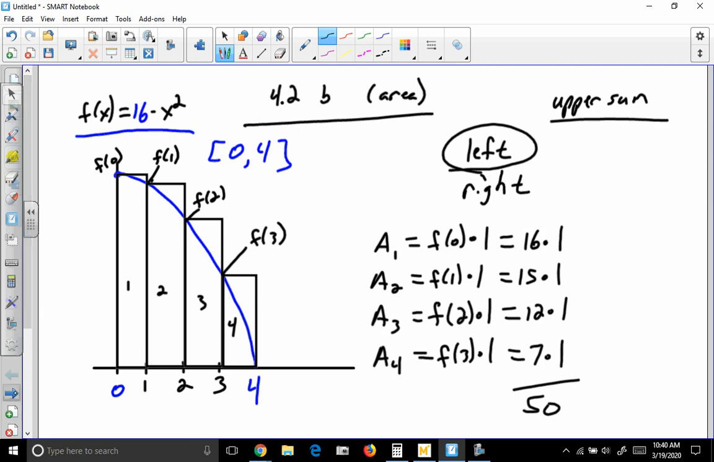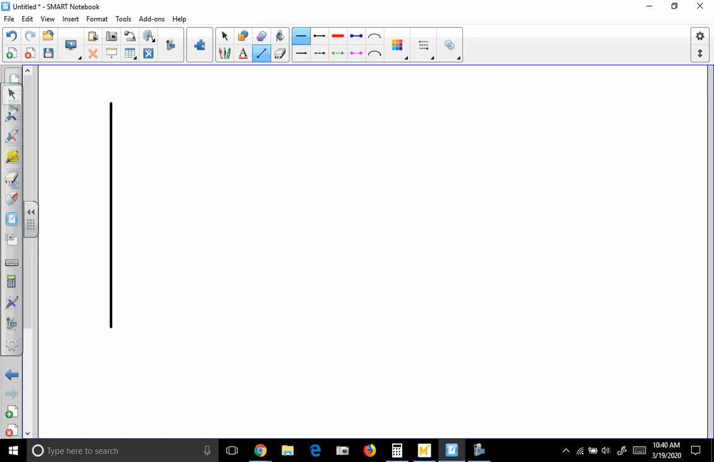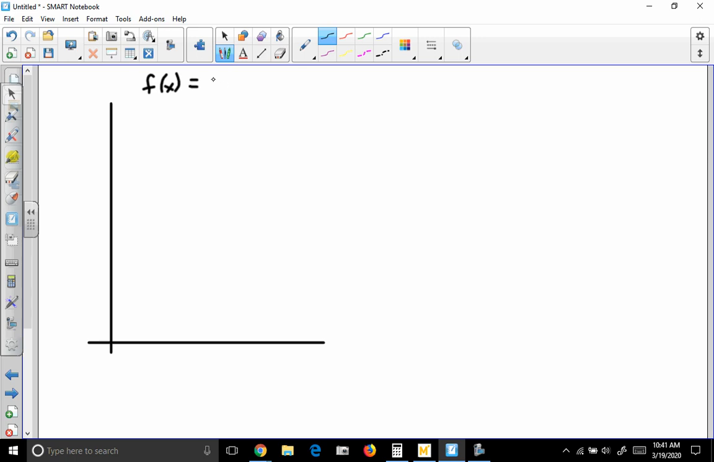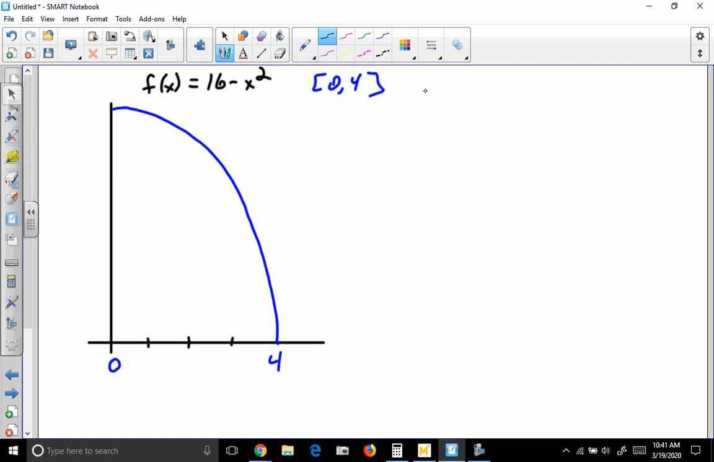So let's do this same function over the same interval, and let's do a right-hand sum. Again, our function is 16 minus x squared, and we're going from 0 to 4 for our interval. We're going to break our interval up into 4 rectangles. We didn't mention this earlier, but the width of the rectangle we refer to as delta x. So the width is 1, and n, the number of rectangles, is 4.